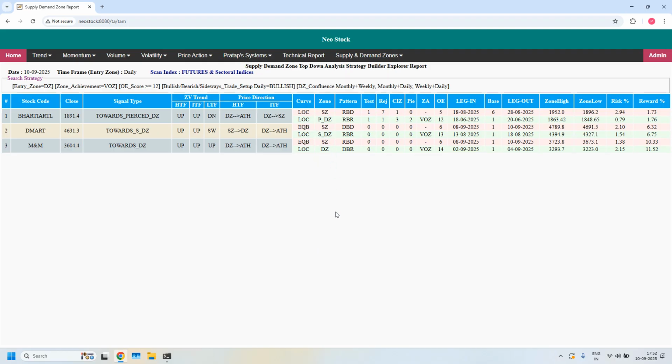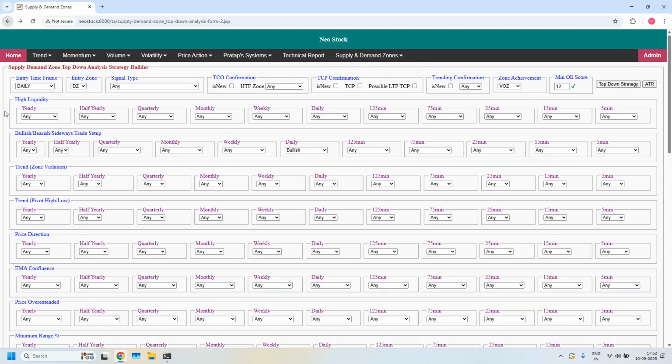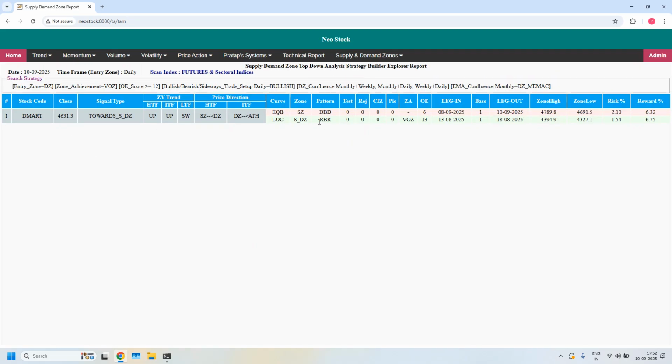Any weekly demand zones having weekly EMA confluence? Monthly demand zone, because monthly trend is up, because daily, weekly and monthly are overlapped. So I'm checking EMA confluence at monthly time frame with monthly demand zone, monthly EMA confluence. One stock is filtered. So this daily demand zone might have a higher probability of success, provided less than 20 checklist items are satisfied. Otherwise, higher chances of zone violation.